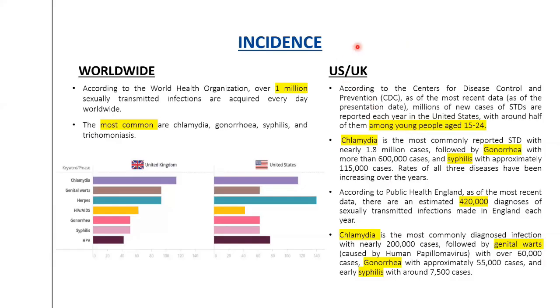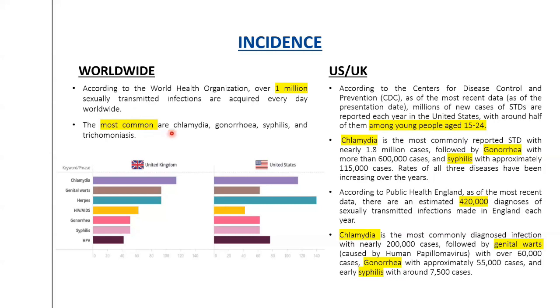Moving next, we will talk about the incidence of this disease. First we will talk about its incidence worldwide. Then we will talk about the incidence in the US or UK. According to the World Health Organization, over 1 million sexually transmitted infections are recorded every day worldwide. So WHO says on average, 1 million persons get infected by sexual contact every day.